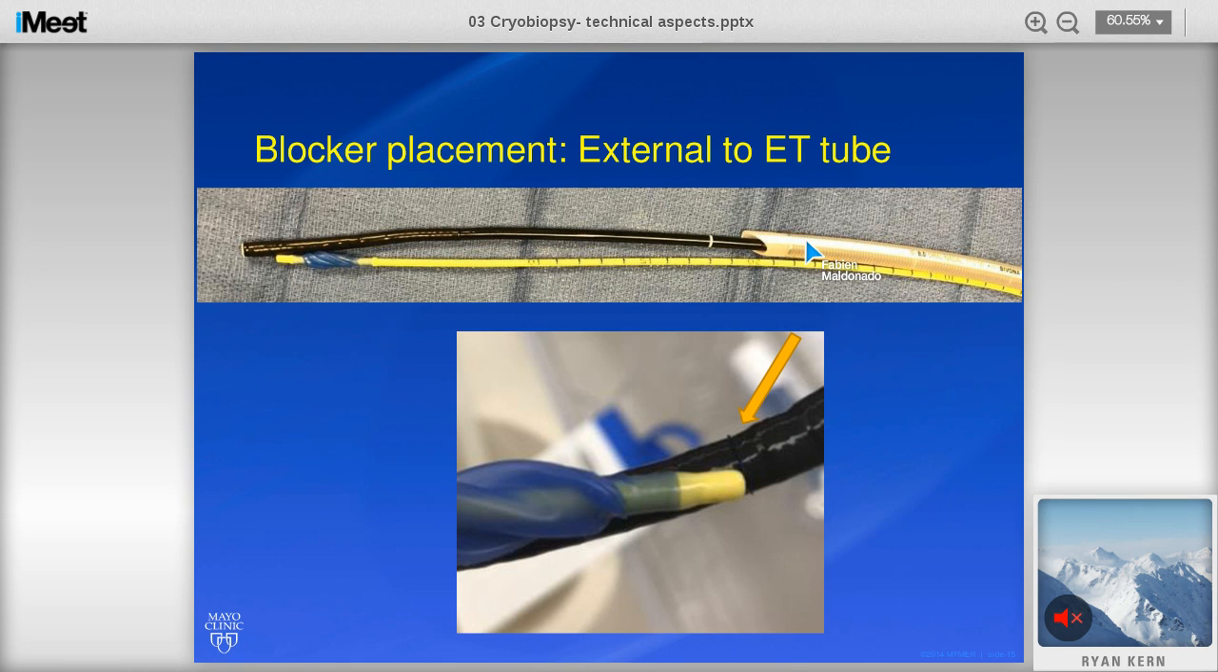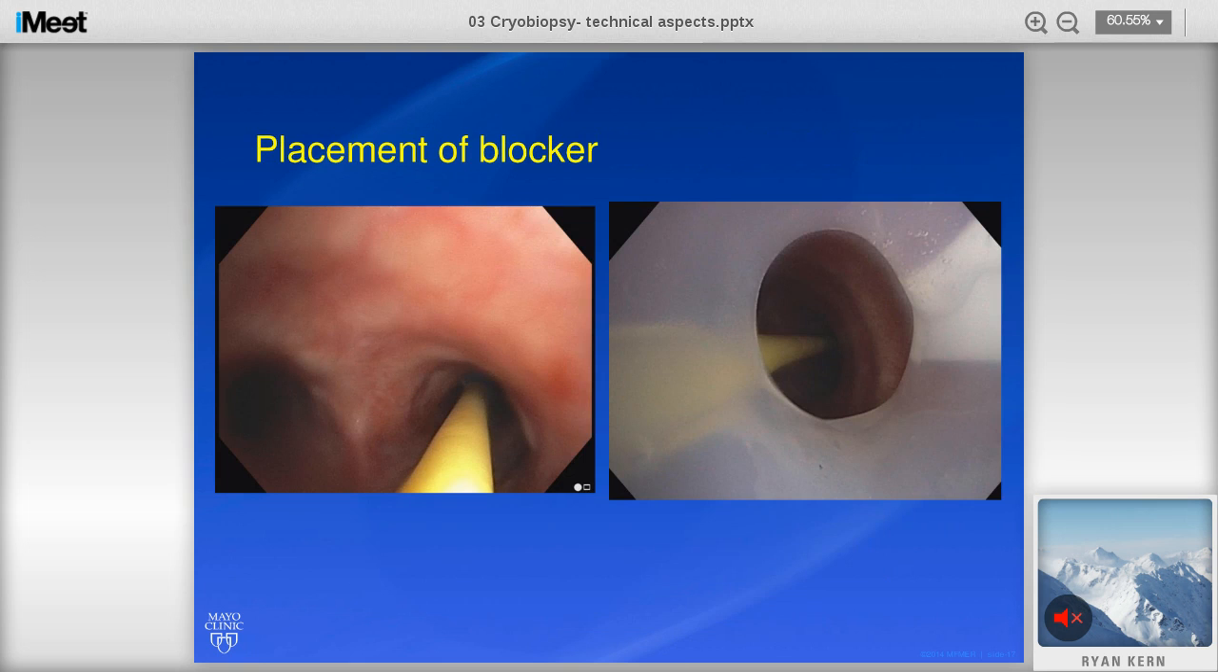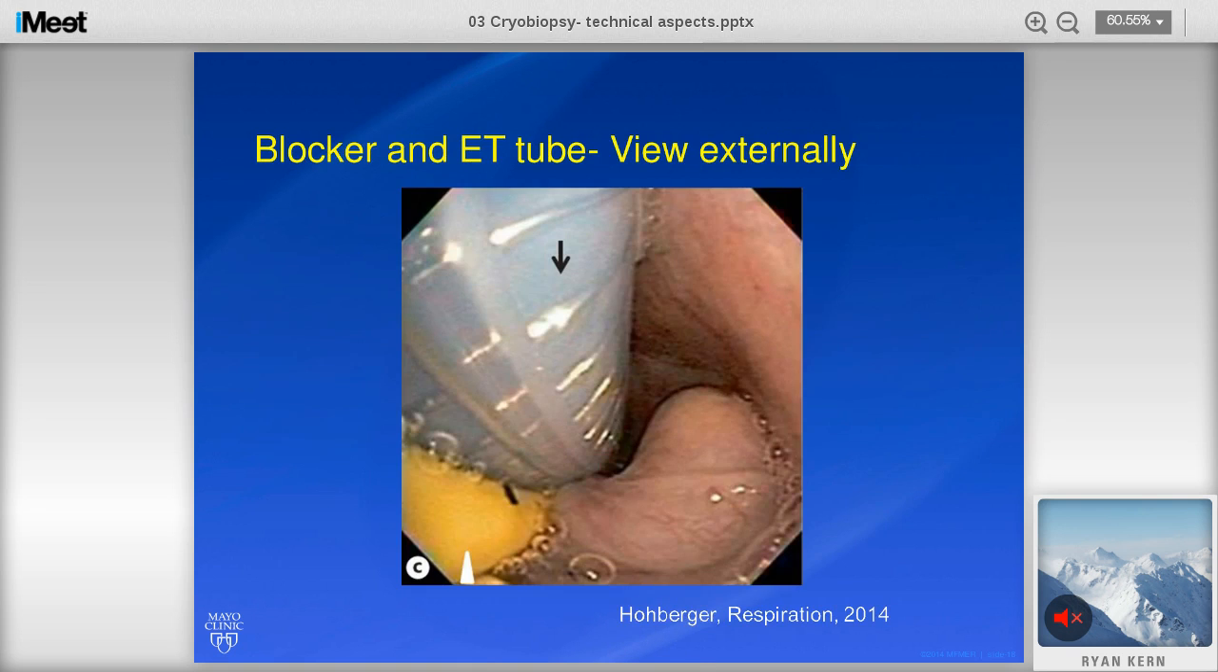And one important point: if you have a stiffer tube that you have to maybe spin to get through the cords, that can really be a lot more difficult with the blocker. So the type of ET tube you use, we found, really does change things dramatically for how easy it is to get the blocker positioned. And so that's what things will look like. You'll see the blocker external to the tube and park there.